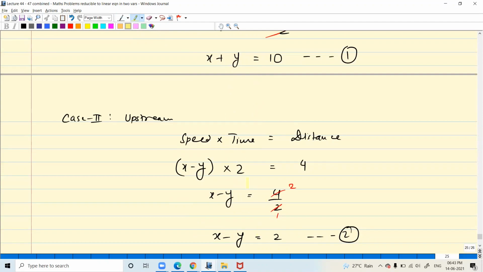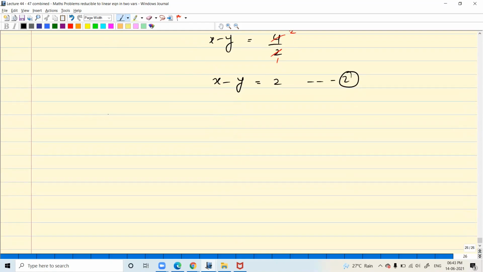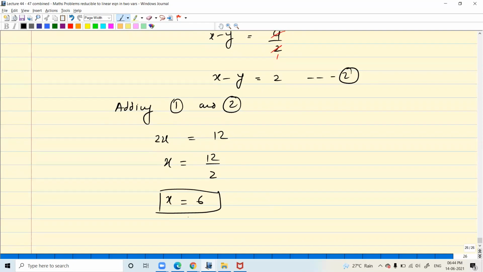Add 1 and 2. y and y will get cancelled. x plus x will become 2x. So 2x will be equal to 10 plus 2, 12. If 2x is 12, then x will be 6. You should be able to do this in your mind, but of course, you have to write it on paper for your exams. So how do we write it? We say adding 1 and 2, so just write directly 2x is equal to 12. So x is equal to 12 by 2, x is equal to 6. Now substitute this in any one of them.